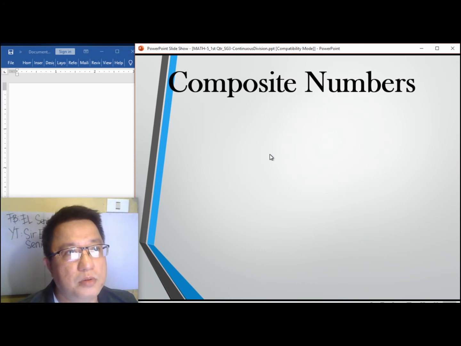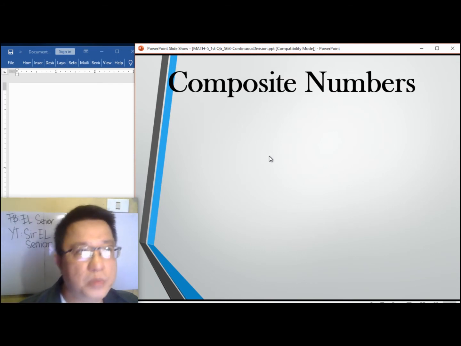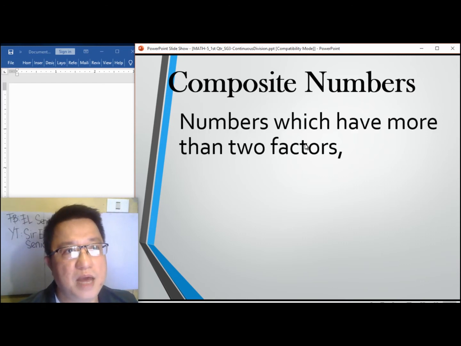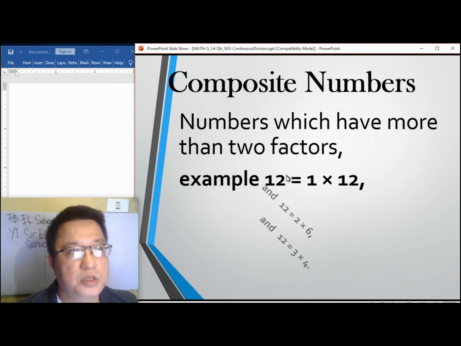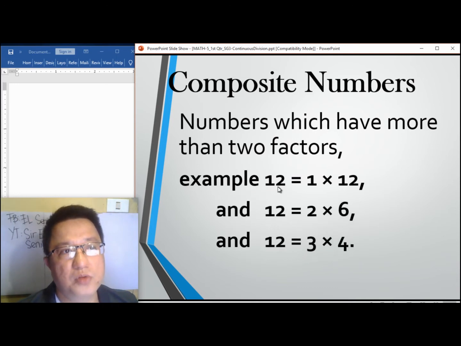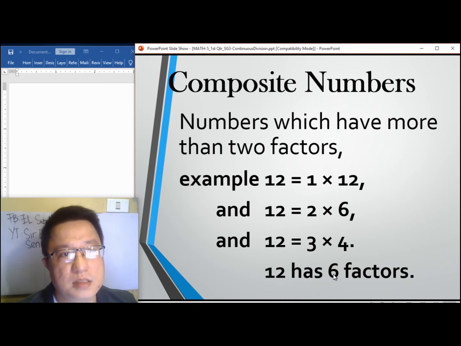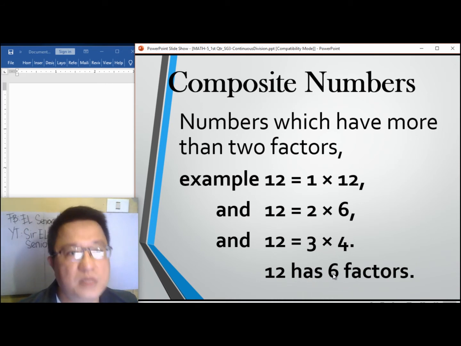Okay. We have also composite numbers. These are not prime numbers because they have more than 2 factors. For example, 12. 12 has 1 times 12, or you can get 12 as 2 times 6 or 3 times 4. So how many factors does 12 have? 6. 12 has 6 factors. Therefore, 12 is not a prime number, it is a composite number.